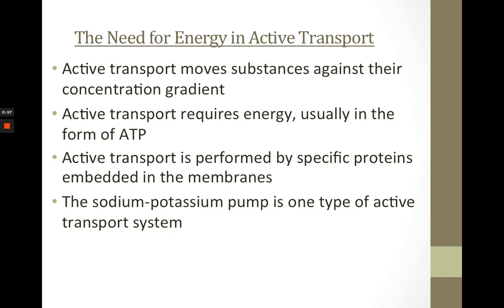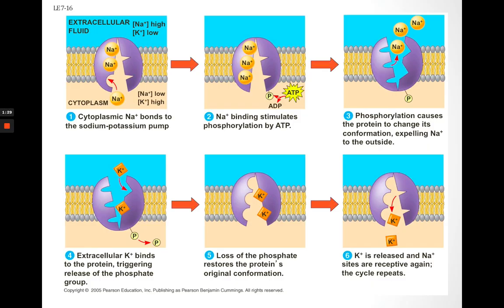Now, active transport is usually going to use energy from the cell in the form of ATP. Not always, but usually. Active transport is performed by specific proteins embedded in the membrane. These proteins are referred to as pumps, specifically pumps. So we know that if we hear something is a pump, it's going to be active transport. The sodium-potassium pump is one type of active transport system, and it is one of the most widely used examples of active transport. Extremely important in the nervous system. All right, so this is the sodium-potassium pump.